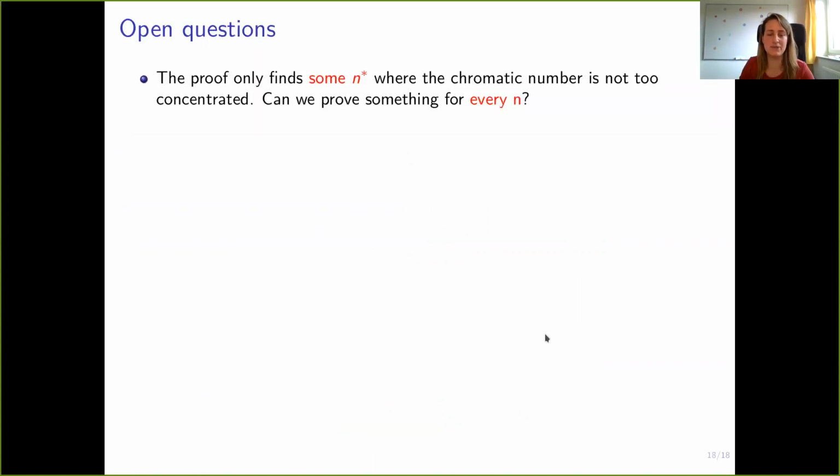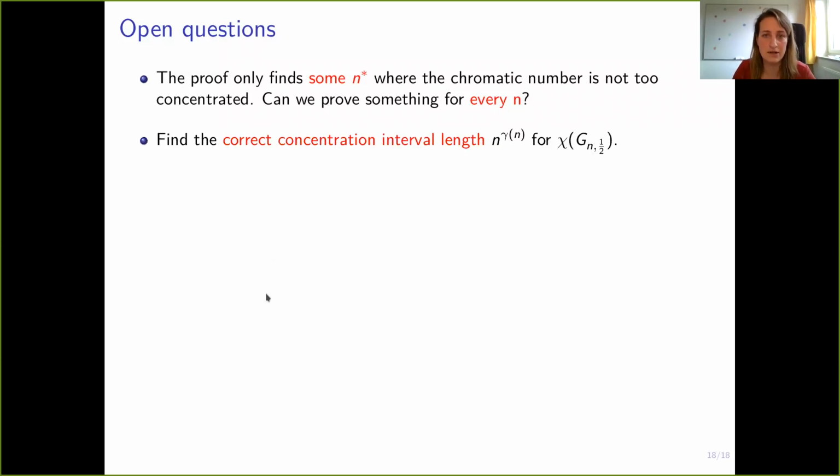Okay, so you might have noticed in the proof that we only find some n star where the chromatic number is not too concentrated. I guess for every n, we can find some n star close to n where the chromatic number is not too concentrated, but for any particular n, we can't prove anything. So it would be very nice to have some sort of statement that holds for every n, or for every large enough n, say.